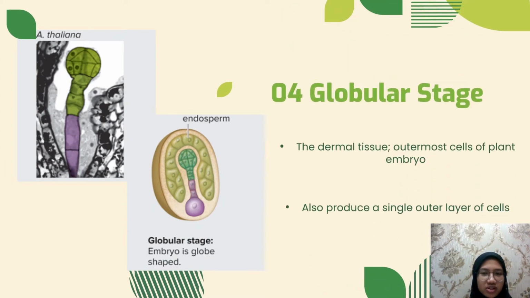Right now we are moving to the globular stage. In this globular stage, we can already see that we have the shoot and root. The root is formed at the embryonic cells near the suspensor, and the other end will become the shoot. The dermal tissue in this stage is formed from the outermost cells of the plant embryo, which will divide with a cell plate, and hence produce a single outer layer of cells. The function of dermal tissue is to protect plants from desiccation, and it also includes the stomata.